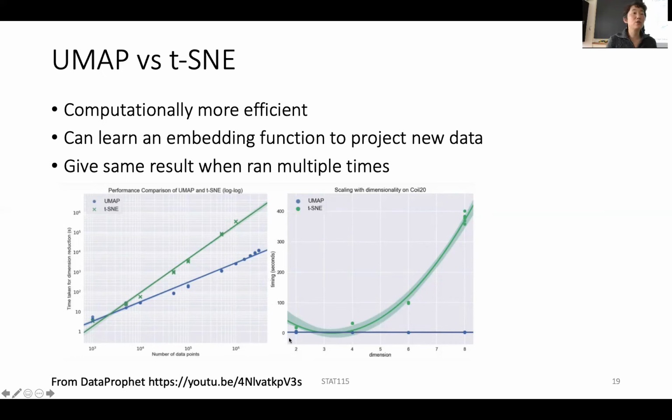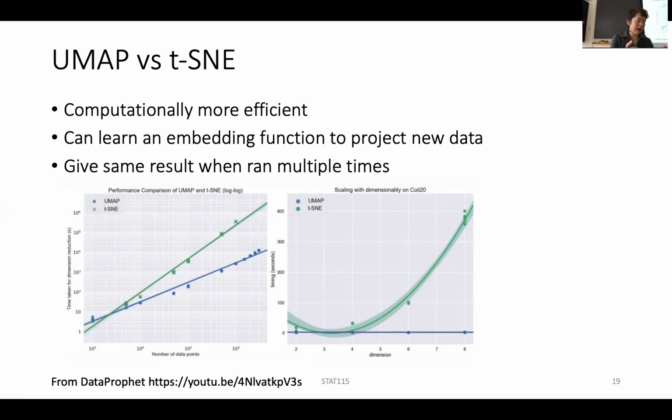UMAP, you can even do it on the original data matrix, on the count matrix with 20,000 genes. Although I think people still very often do the dimension reduction, if you don't do the dimension reduction, it's not that bad. Whereas with t-SNE, when you have more dimensions, the computational time really increases drastically.